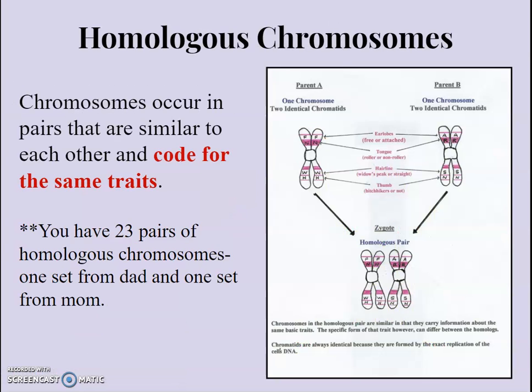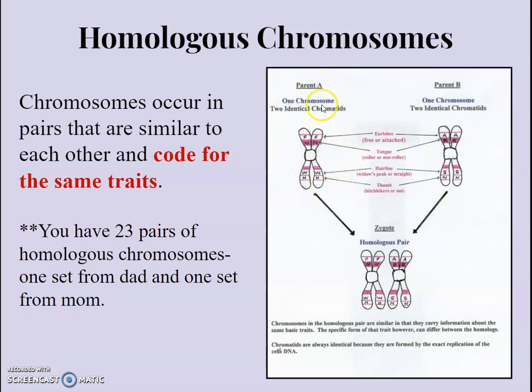So what are homologous chromosomes? Homologous chromosomes are chromosomes that occur in pairs that are similar to one another. So that means they code for the same traits. So these 2 are going to be homologous chromosomes from 2 different parents here, right? They're going to have different traits because one parent is going to have a different eye color, for example, or a different tongue type, or a different hairline.